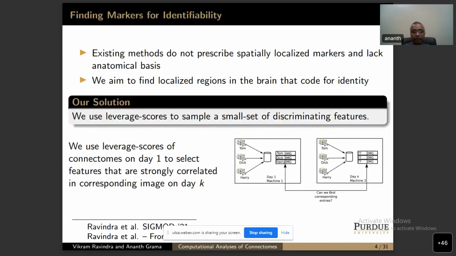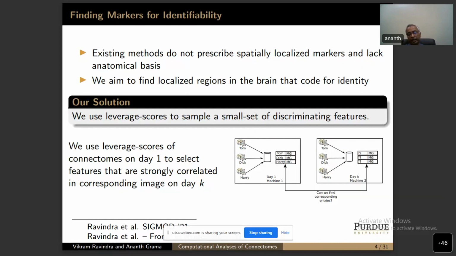All right. So as I mentioned, existing methods do not prescribe spatially localized markers and lack anatomical basis. So while Emily Finn will tell you that with 95% accuracy, a specific MRI 6 months later is the one that is yours, that prediction says nothing about why it is yours. In other words, what part of the connectome uniquely identified you. So our goal is to find localized regions in the brain that code for identity.